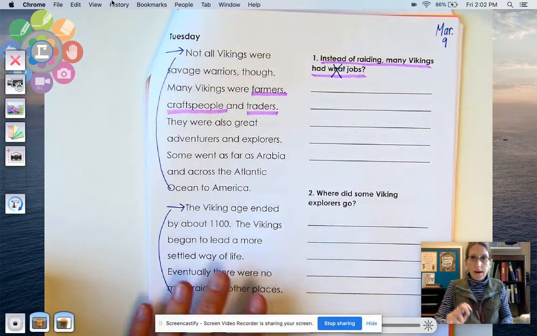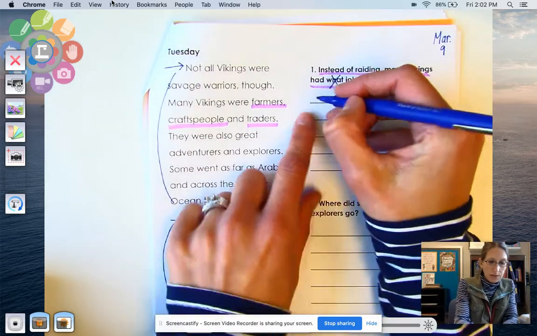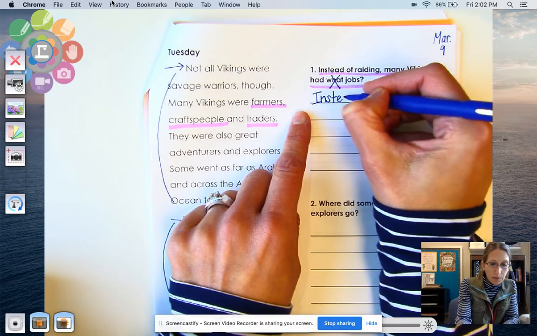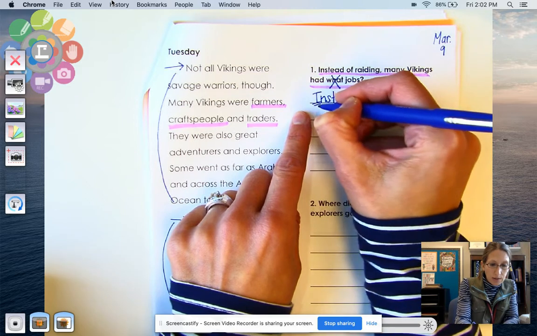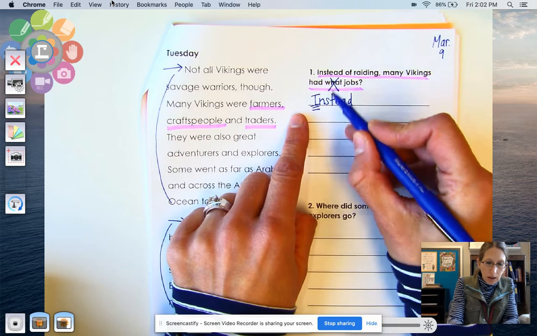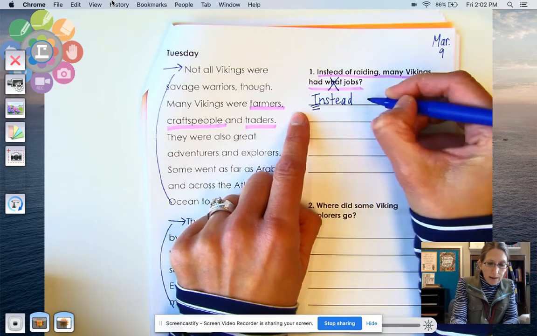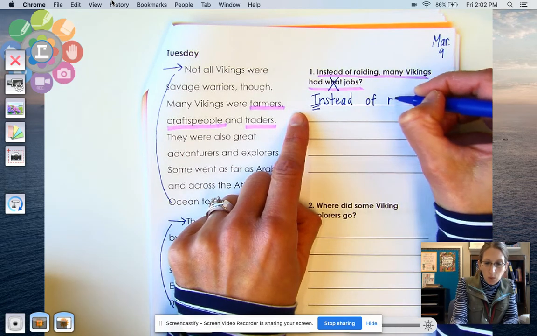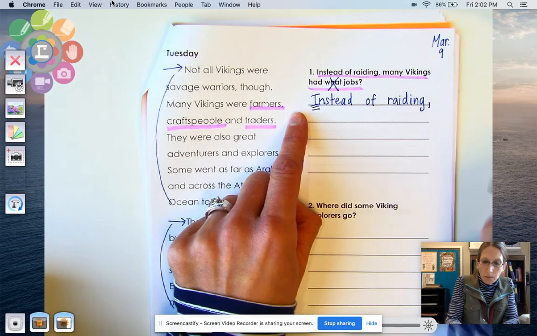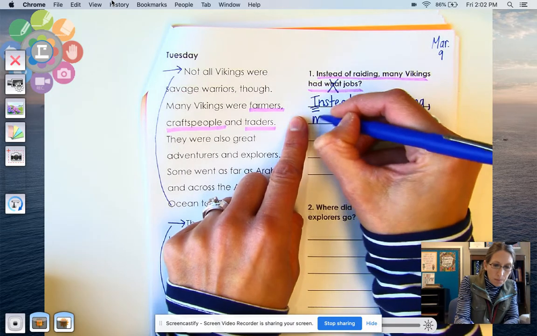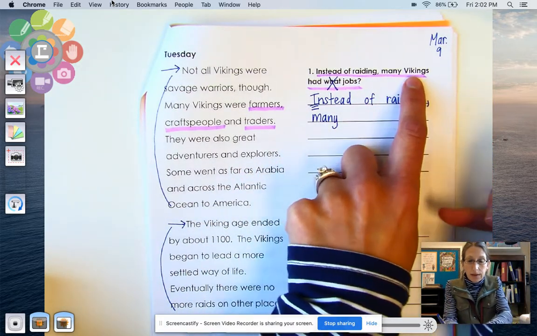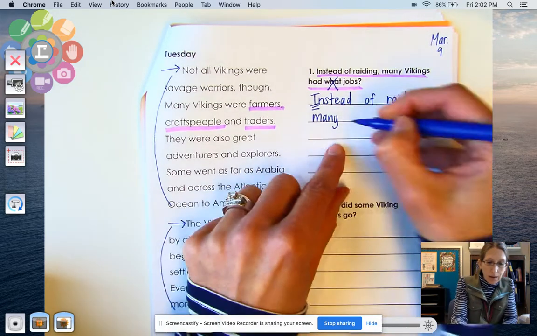So let's use a capital letter at the beginning of our sentence. And I always like to double underline my capital letter so I make sure that I have it. Instead, let's see, is that how I spell instead? Yep, kind of looks like instead. Instead of raiding, comma, many, I see a proper noun here. Vikings, a kind of people, need a capital letter.